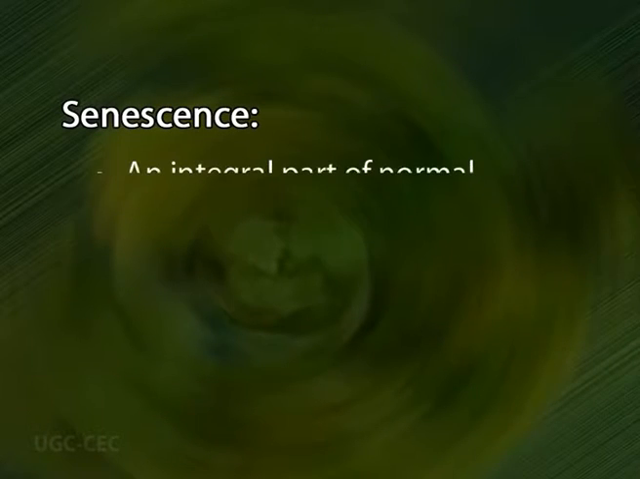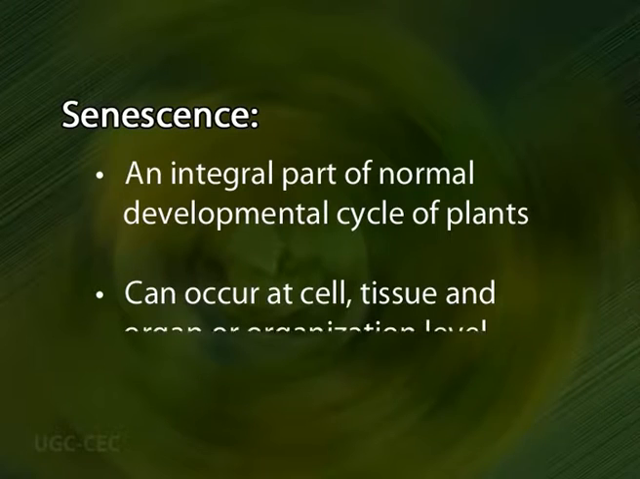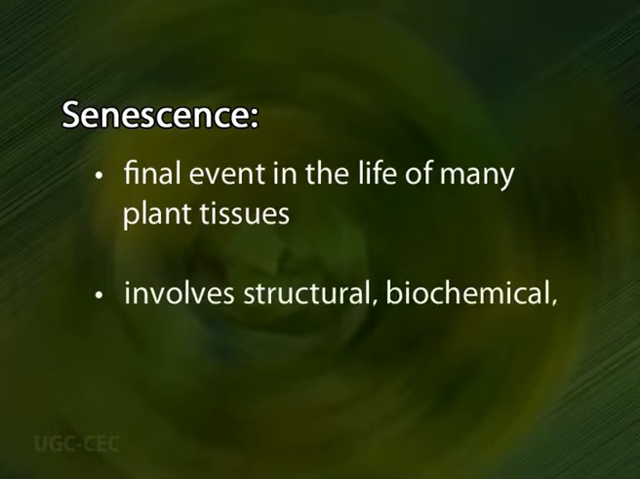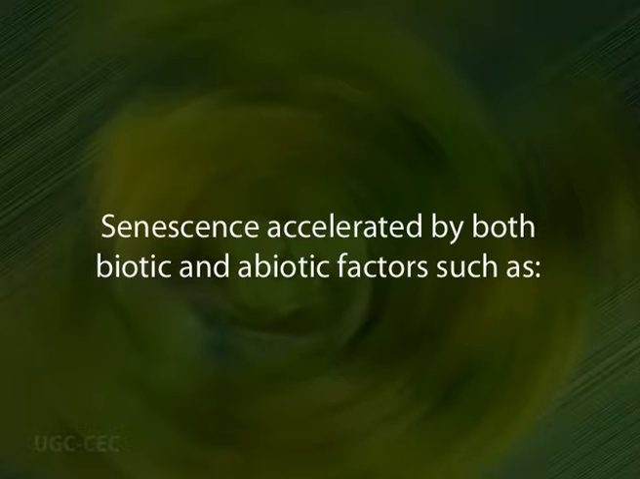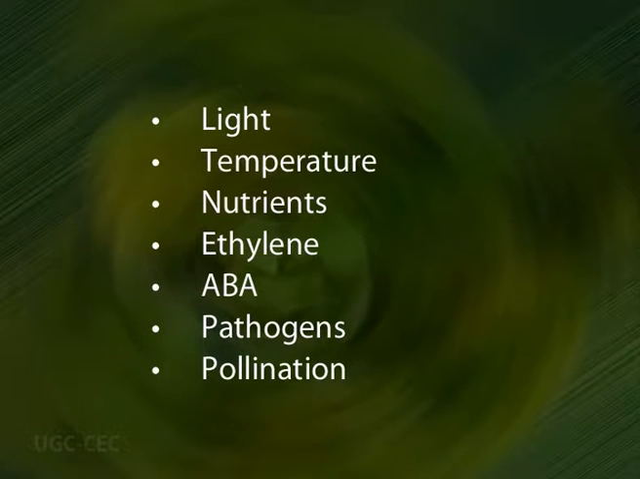Senescence is an integral part of the normal developmental cycle of plants and can occur at cell, tissue, and organ or organization level. It's the final event in the life of many plant tissues and is a highly regulated process that involves structural, biochemical, and molecular changes that in many cases bear the hallmark of programmed cell death. Senescence, though a terminal developmental stage, can be accelerated by an array of both biotic and abiotic factors such as light, temperature, nutrients, ethylene, abscisic acid, pathogens, and pollination, etc.